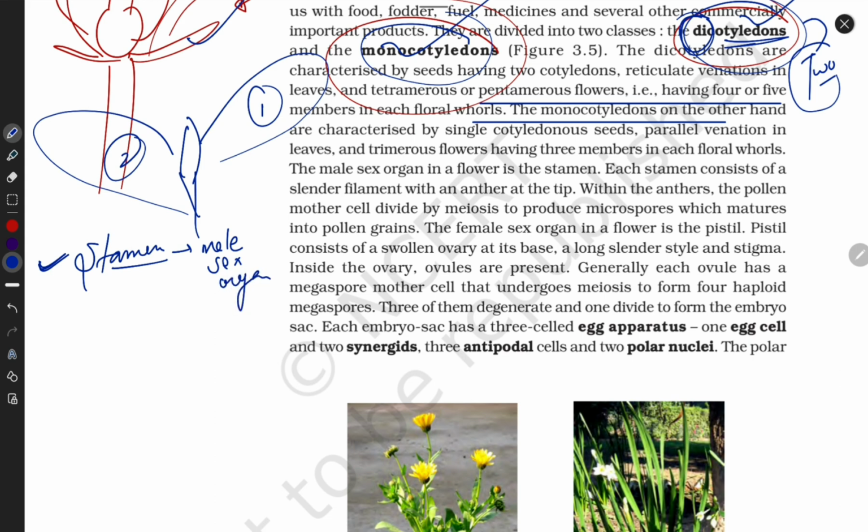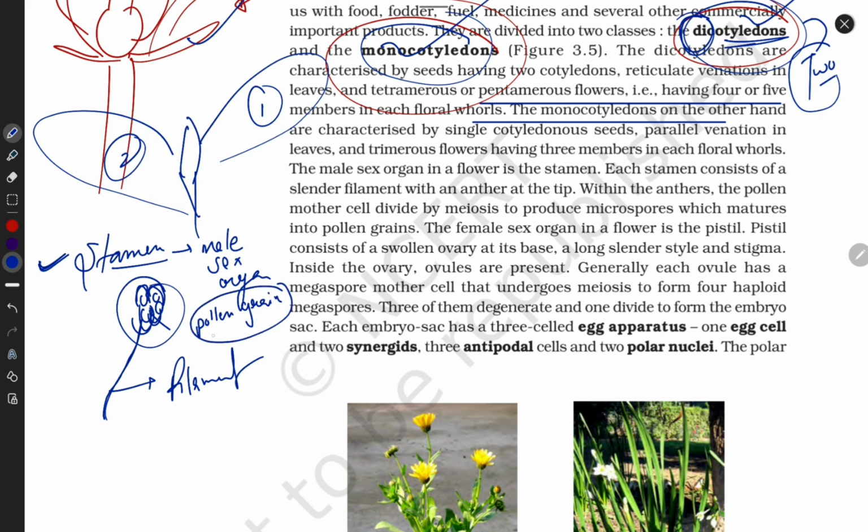Now how does it look? Its outer appearance is like this, a long cylindrical structure. We call it a filament. Now this part contains the pollen sac. What does this part do? They make pollen grains. Yes, guys, these pollen grains are helpful in fertilization.